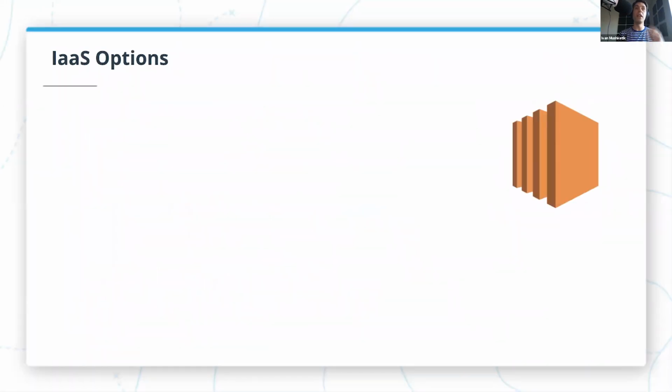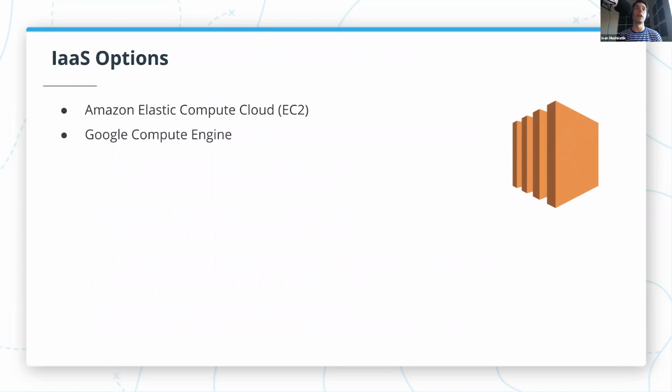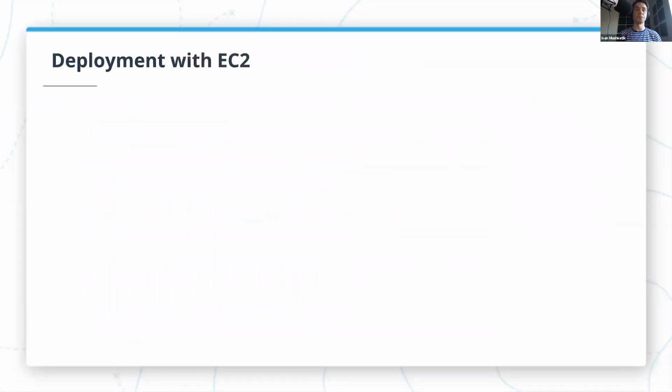Now, there are a number of cloud providers, and there are a lot of infrastructure as a service options that we can use. The first one was Amazon with its Elastic Compute Cloud, or EC2, but there are also other cloud providers that you can use, such as Google Compute Engine, Azure Infrastructure as a Service, DigitalOcean, and many, many others.